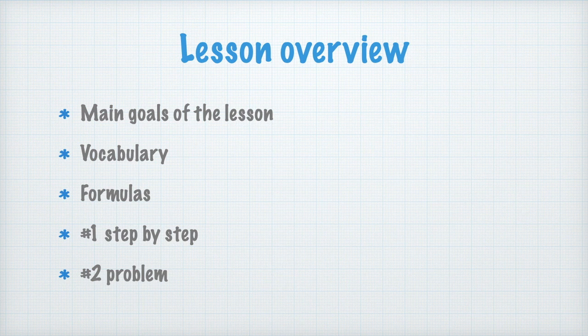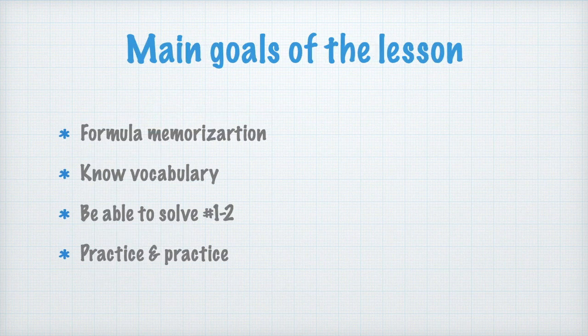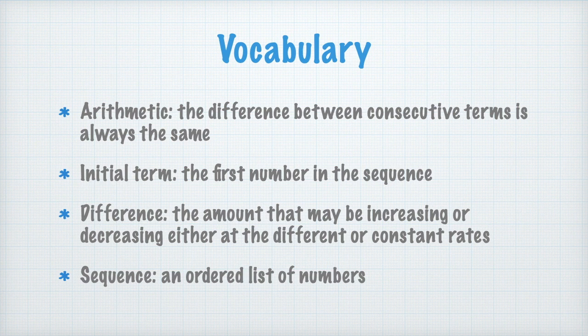Lesson Overview. Main goals of the lesson: formula memorization, know vocabulary, be able to solve number 1 through 2, and practice and practice. Vocabulary, arithmetic: the difference between consecutive terms is always the same.